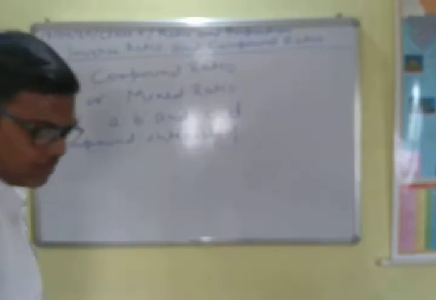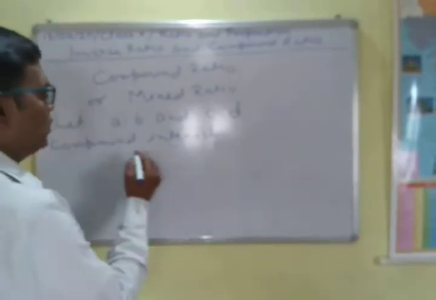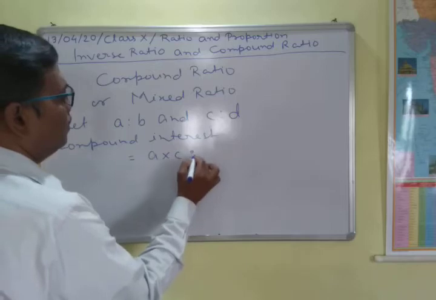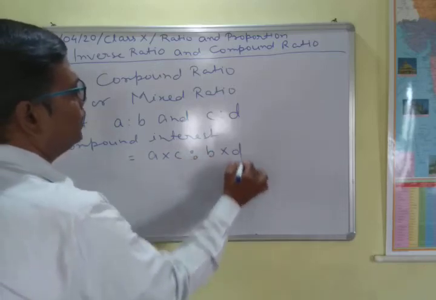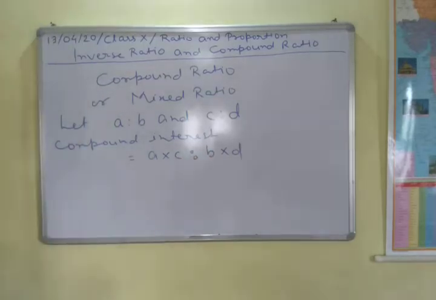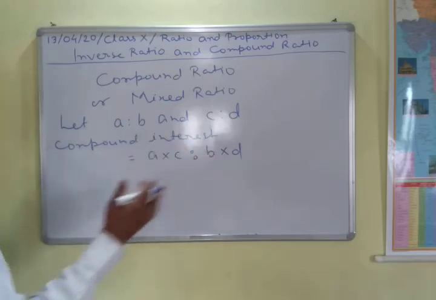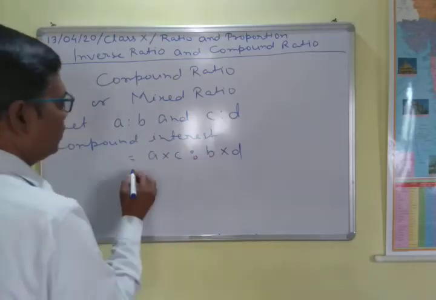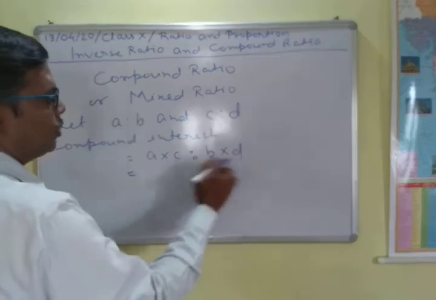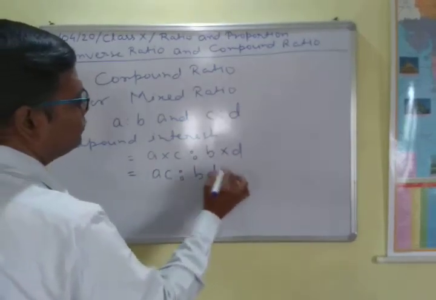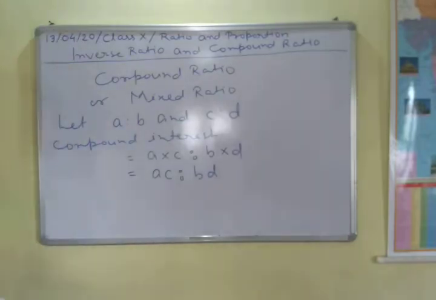ratio of these two ratios is equal to A into C is to B into D. This is the simple definition of the compound ratio. That is, when you are given two ratios, A is to B and C is to D, then the compound ratio is equal to A into C is to B into D, that is AC is to BD. So this is the compound ratio.